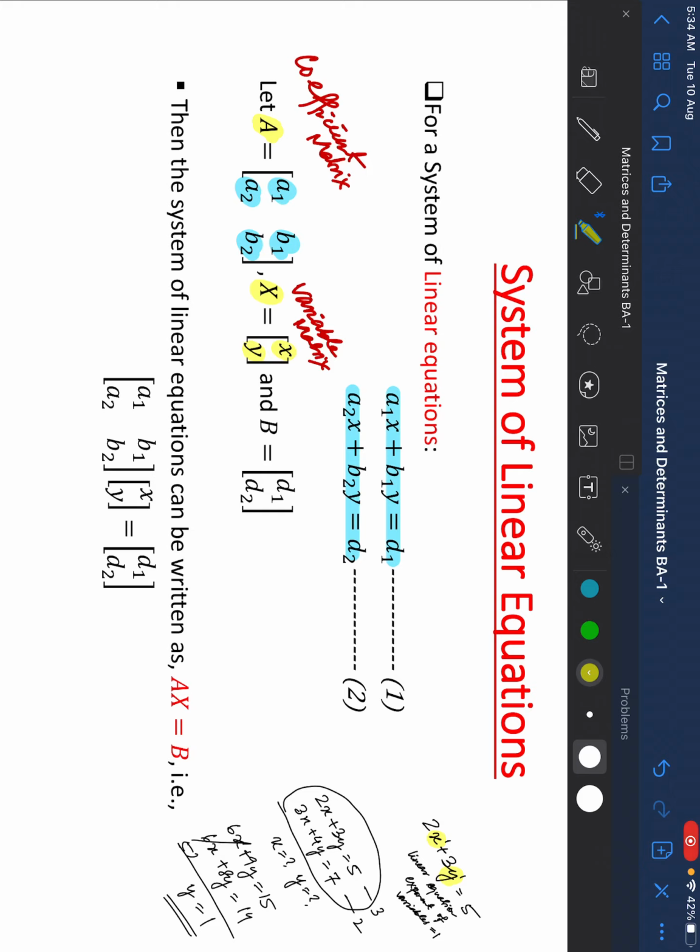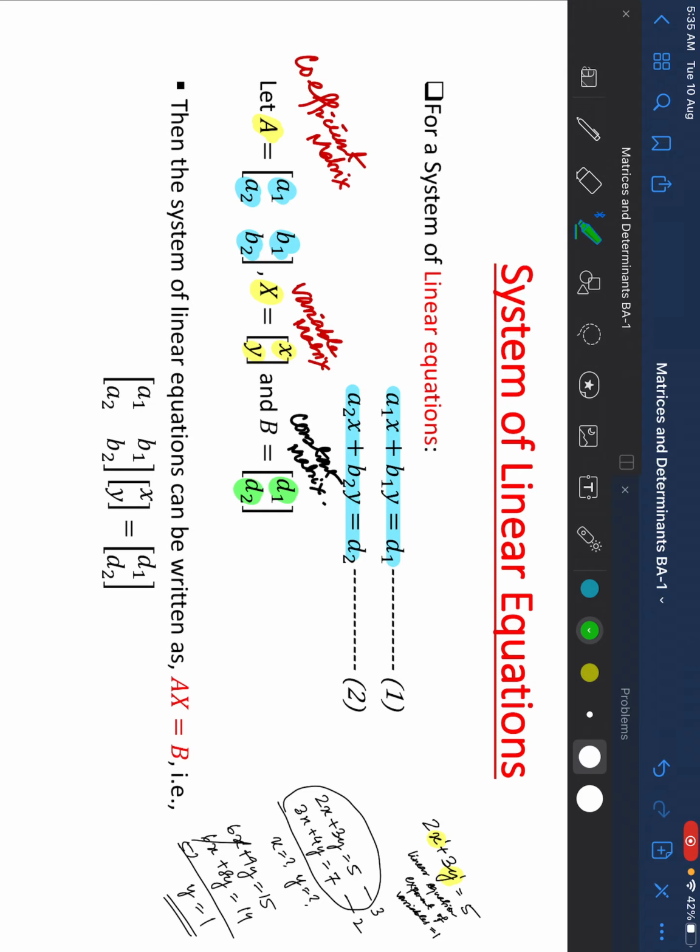And at the end, the third matrix is known as the constant matrix. Why is it known as the constant matrix? Quite immediately, because the elements of the constant matrix are basically the constants. So here you see the constants are what? The constants are d1 and d2. So the B matrix will be d1 and d2. So this is how we define three matrices: coefficient matrix, variable matrix, and constant matrix.